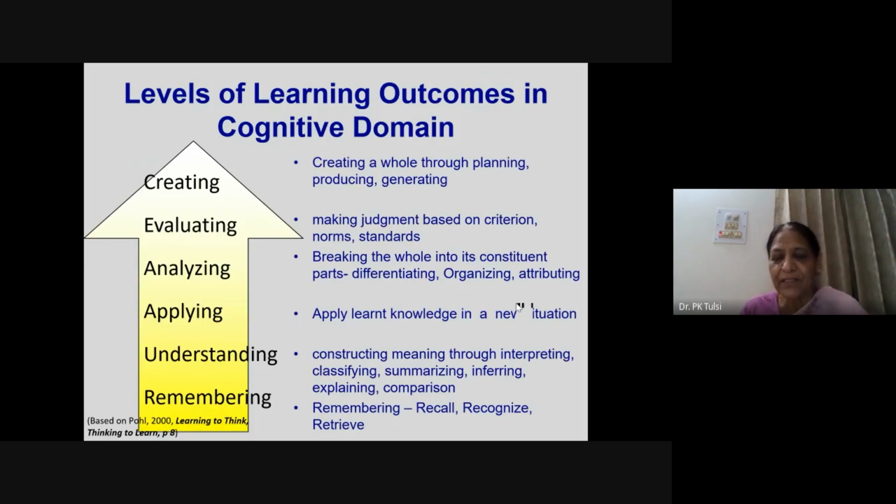The next higher level of learning outcomes is at the understanding level. When do we say the person has understood?